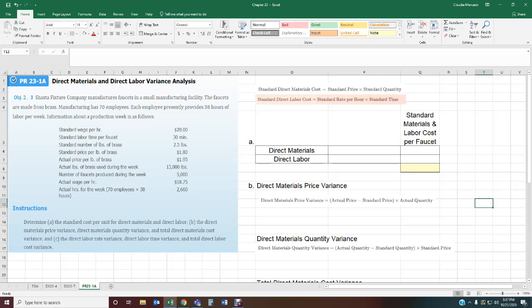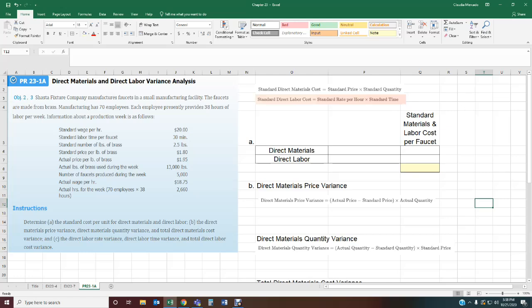Now we have three requirements for this particular problem. The first one is to determine the standard cost per unit for direct materials and direct labor. The second one is to calculate the direct materials price variance, the direct materials quantity variance, and the total direct materials cost variance. The last requirement is to calculate the direct labor rate variance, direct labor time variance, and then the total direct labor cost variance. There are a lot of calculations going on here, but they're the same calculations that we've been practicing, and like I stated previously, all of the formulas are included in your book.